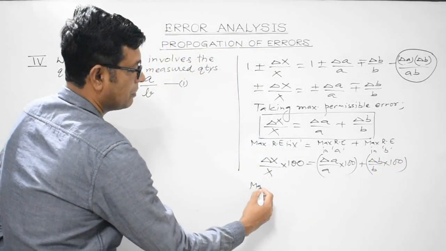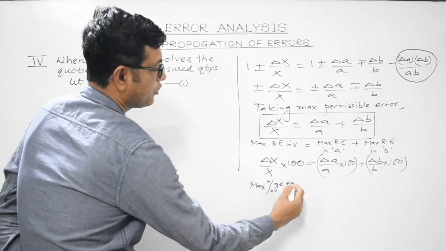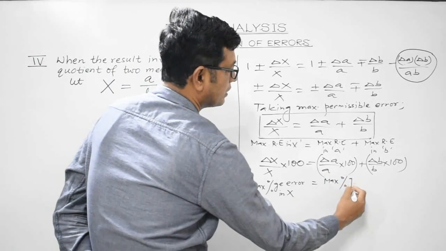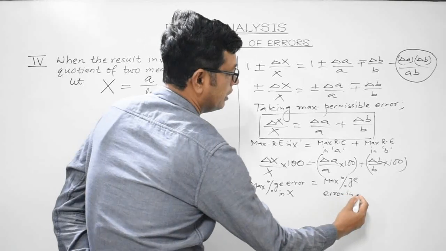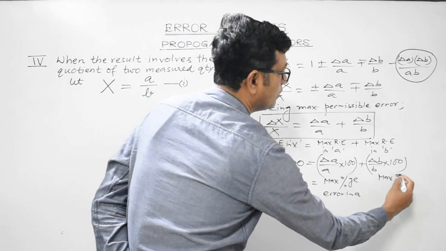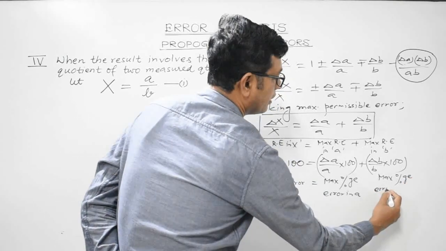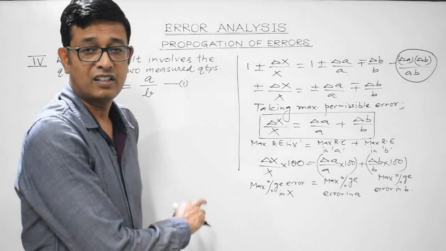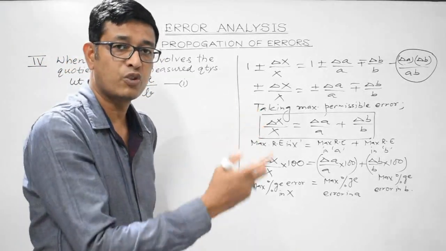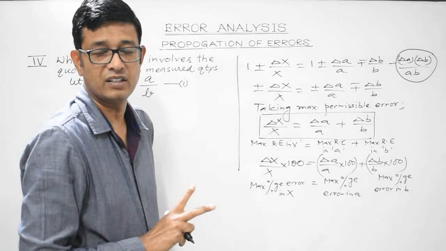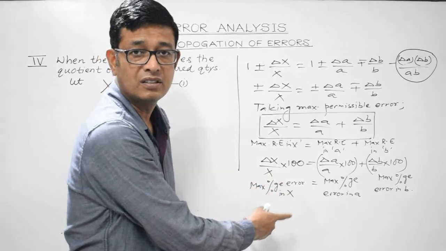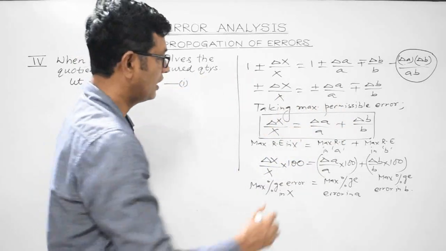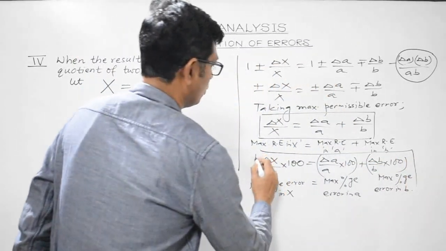This is, students, the maximum percentage error in X. This is the maximum percentage error in A, and this is the maximum percentage error in B. So that's the result. Whenever the result involves either the product or the quotient of two measured quantities, the maximum percentage error in the result is given by the sum of the maximum percentage errors in A and B. That's the conclusion.